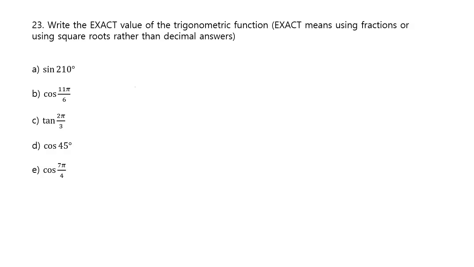This question is asking for the exact value. Of course, you can use your calculator to find the rounded value of sine of 210 or cosine of 11 pi over 6. Actually, sine 210 will be an exact value, but in most cases, what you're going to get is a rounded value if you use a calculator. So, you have to know how to get the exact value in the format of square roots and fractions.